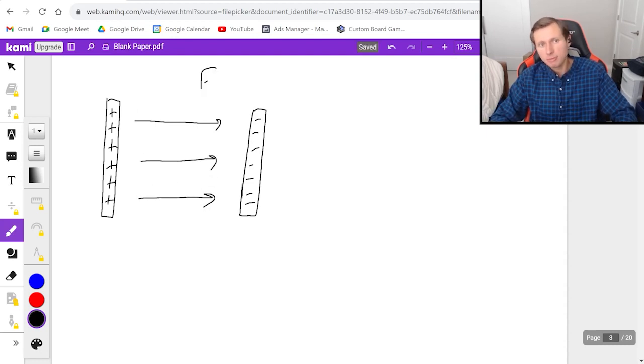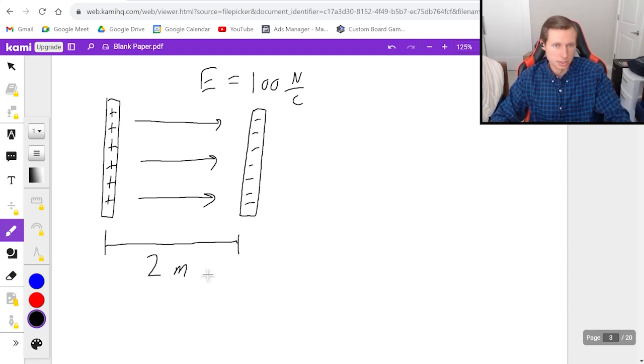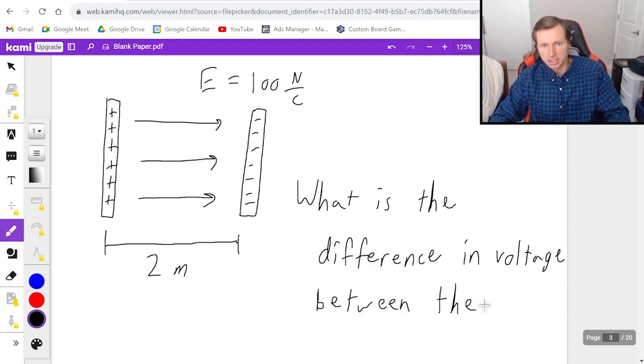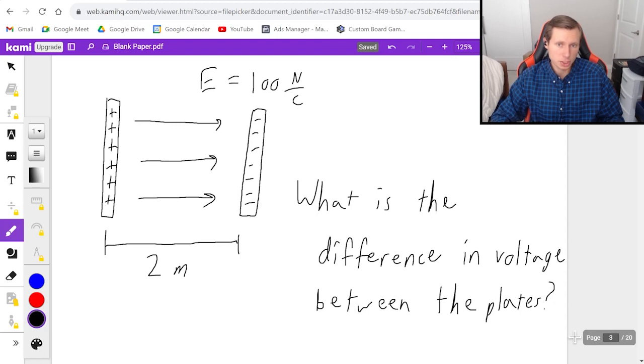Now, I'm going to give you the electric field. The electric field is 100 newtons per coulomb. And I'm also going to say that these plates are separated by a distance of 2 meters. And now my question is, what is the difference in voltage between the plates? Okay, so here's the question. In other words, I'm solving for delta V.